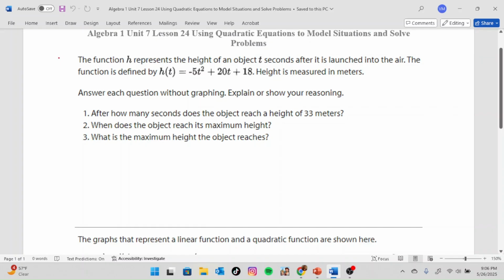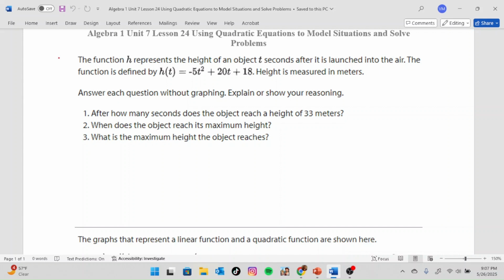Now we can begin the practice problems for Lesson 24. Practice problem number 1. The function h represents the height of an object t seconds after it is launched into the air. The function is defined by h of t equals negative 5t squared plus 20t plus 18, and the height is measured in meters. Answer each question without graphing. Explain or show your reasoning.